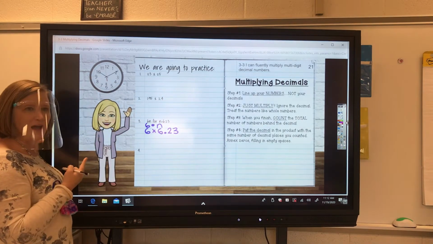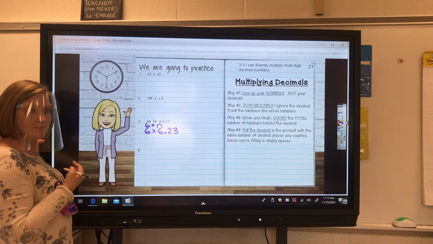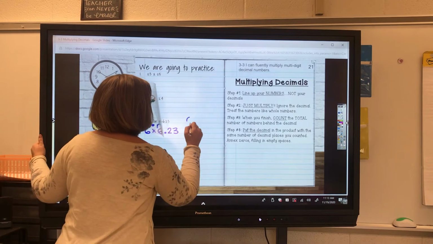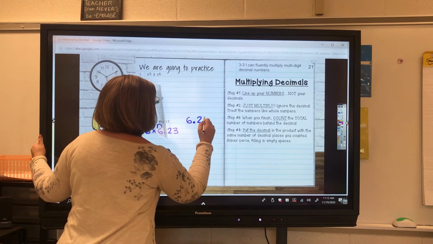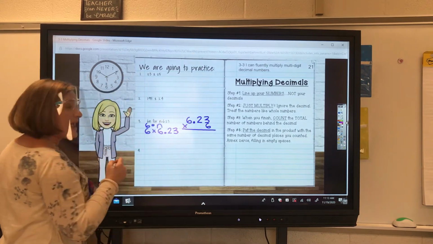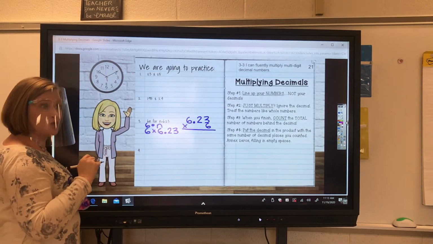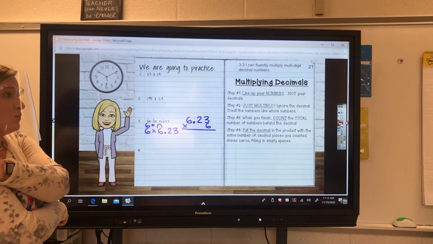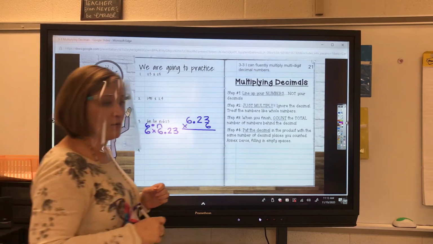Can I multiply horizontally like that? No. Nope. I need to what? Put them vertically. All right. I want you to multiply that on your paper. Okay? I want you to take a second and multiply that on your paper.